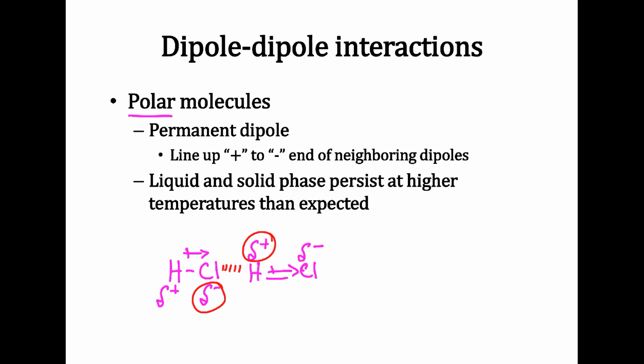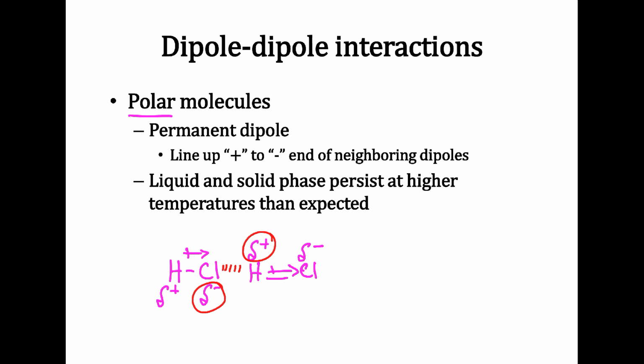So this is going to lead to a stronger interaction, especially at a similar molecular weight compared to a dispersion interaction. And what we'll see is if something has a dipole-dipole interaction, so polar molecules interacting with other polar molecules, the liquid and solid phases are present at a higher temperature than what you would expect based off of just dispersion forces alone. And this can be a huge network of interactions, okay?